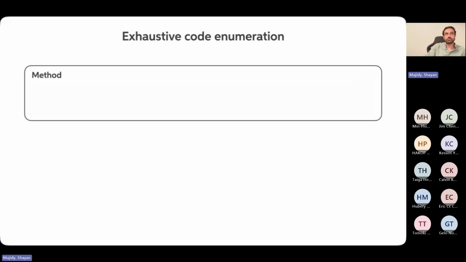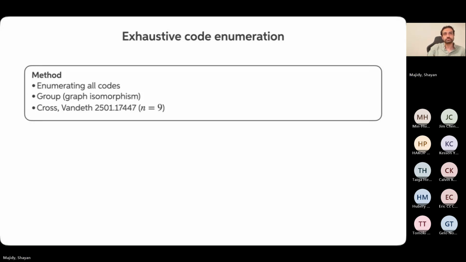So with the exhaustive code enumeration, there's 2 challenges you have to address. One is you actually have to enumerate every single code. And the second is you want to make sure you haven't double counted. So we have to actually group them together if they're equivalent codes, which is a graph isomorphism problem, for those who have thought about it from that perspective. Cross and Bandit have a very nice paper already doing this, where they get up to n equals 9 for all stabilizer codes.